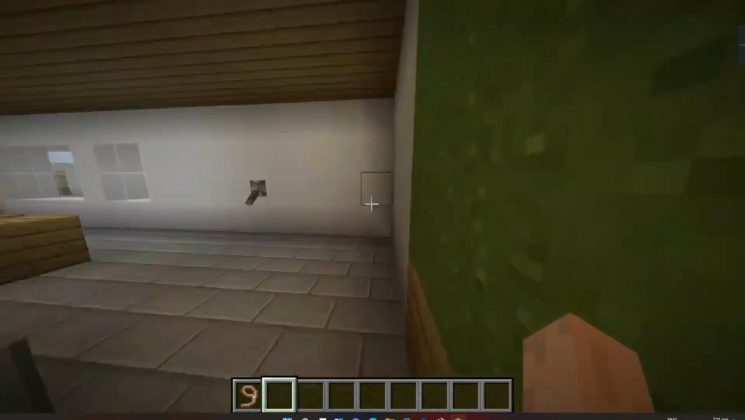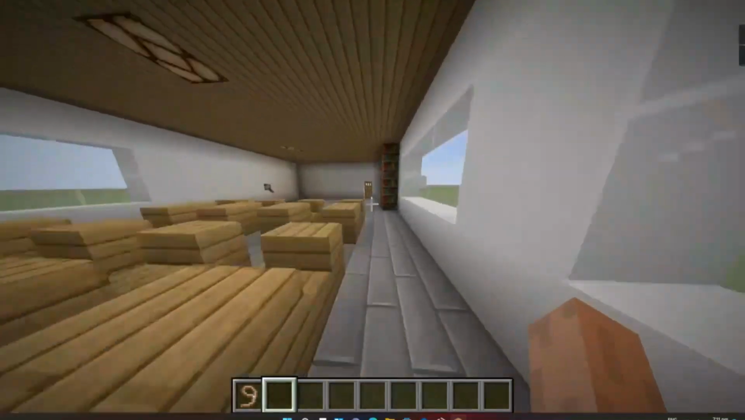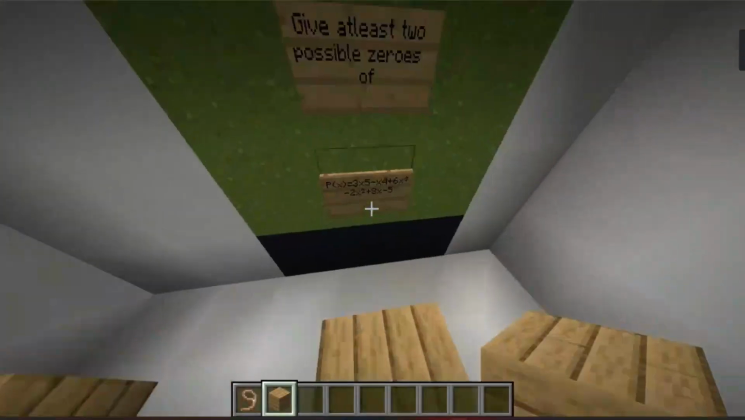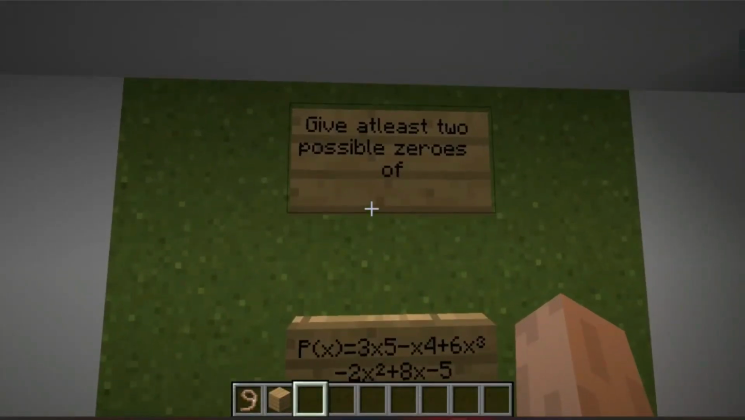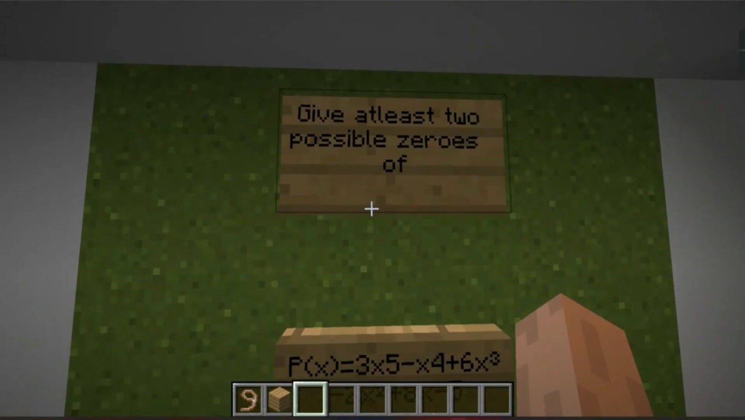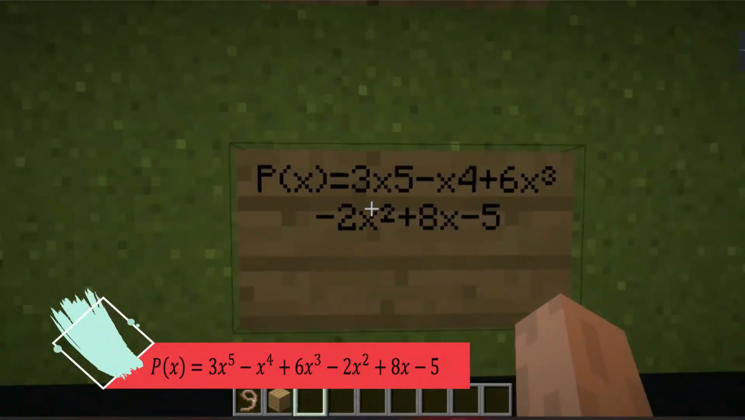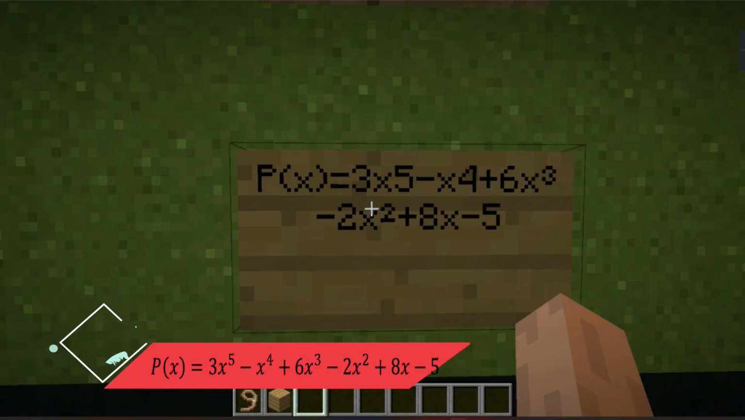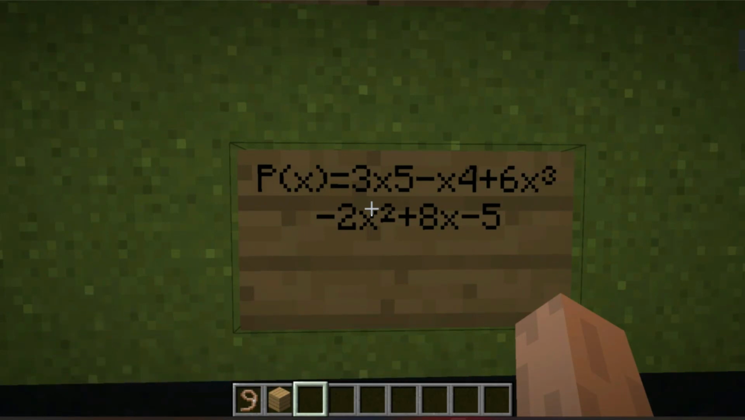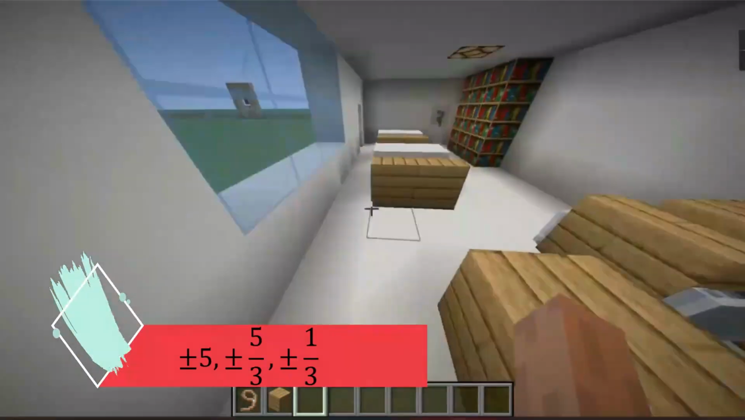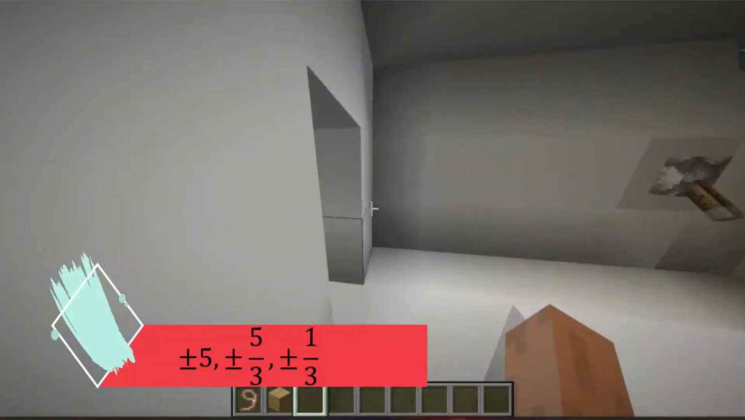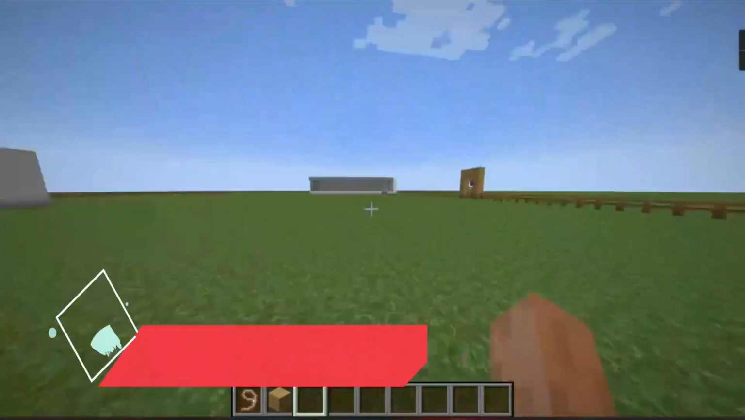Let's move on to science lab. The problem states to give at least 2 possible zeros of p of x is equal to 3x to the 5th power minus x to the 4th plus 6x cubed minus 2x squared plus 8x minus 5. If you got any two from positive negative 5, positive negative 5 over 3, positive negative 1/3, then you are correct.